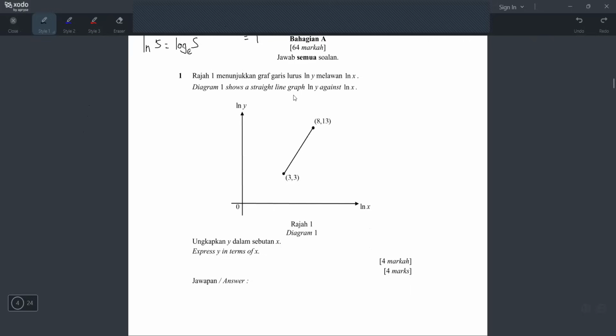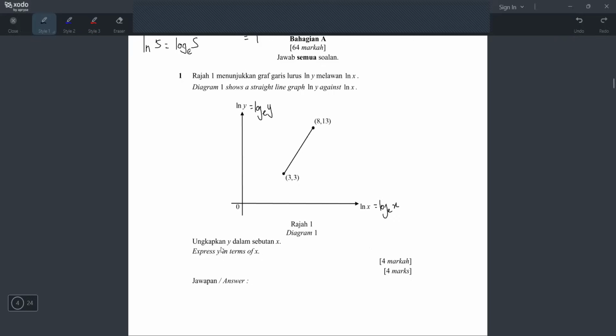So they say diagram one shows a straight line graph, log y base e against log x base e. Let's just write it here. This is log y base e, ln means log base e. Same thing here, log base e of x. Now it says express y in terms of x. This is definitely linear law.